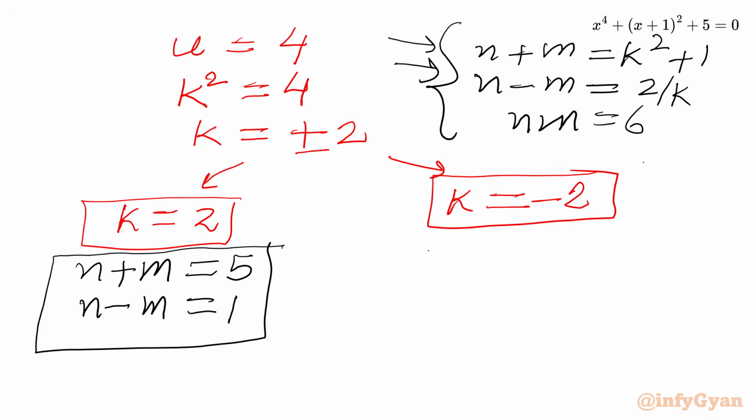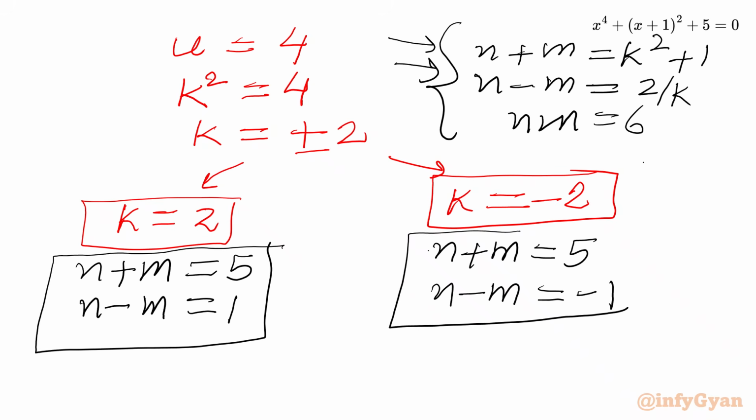For k equal to minus 2, we will write n plus m equal to k square plus 1. So minus 2 square is still 4, 4 plus 1 is 5. It would be the same equation. n minus m is 2 over minus 2, which is minus 1. We have the second system of equations. Now we have to solve both the systems.